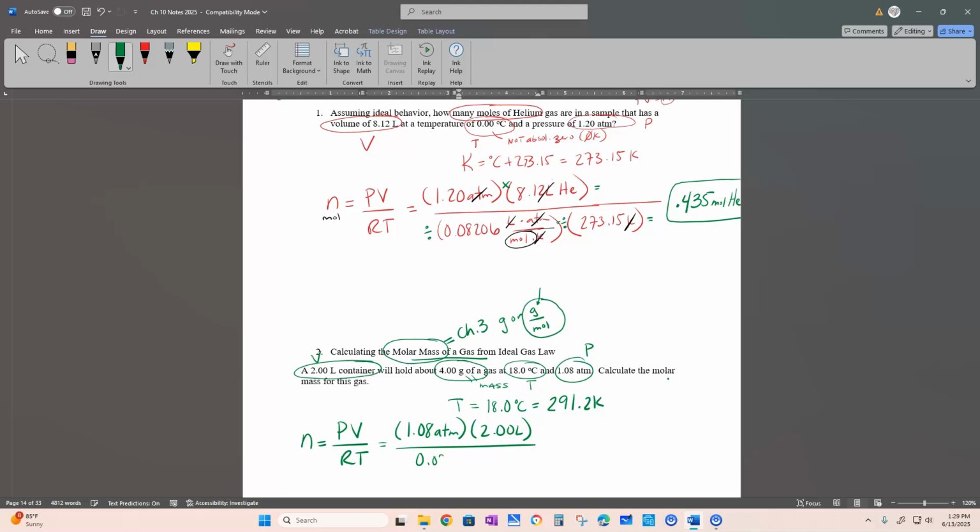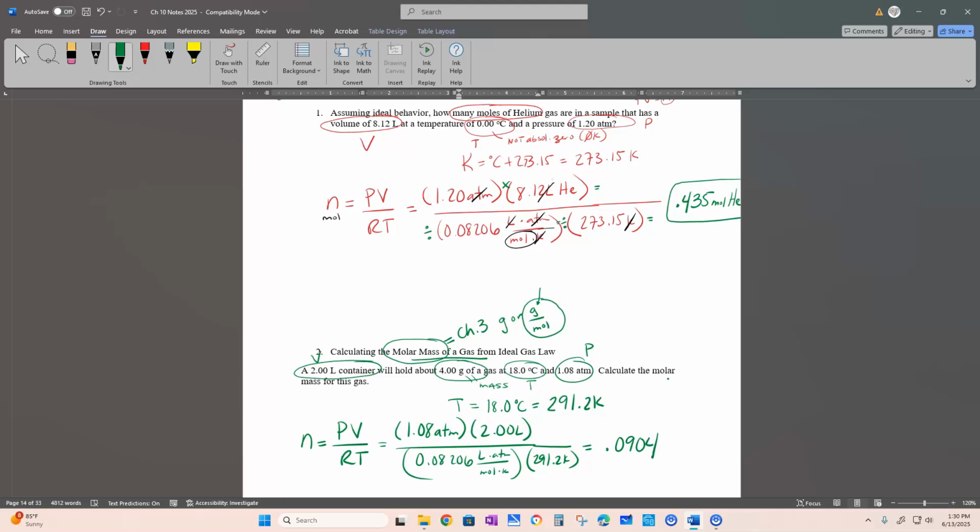We have our R, and then my temperature, 291.2. Okay, so let's plug this in. Looks like we're going to do 3 sig figs. So 1.08 times 2. And remember, now we're going to hit divide 0.08206, and then divide 291.2. So 3 sig figs, I'm looking at 0.0904.